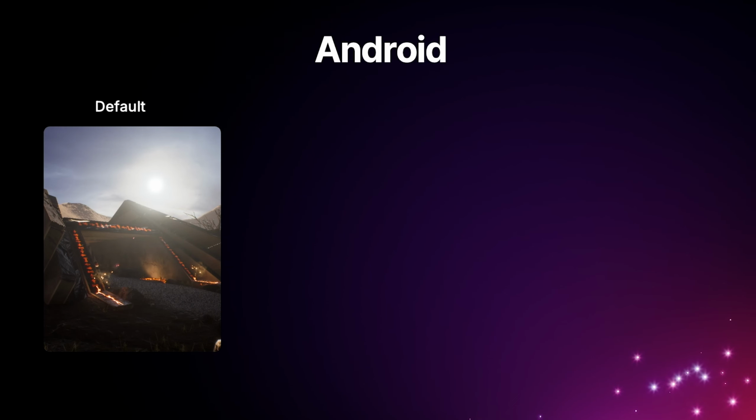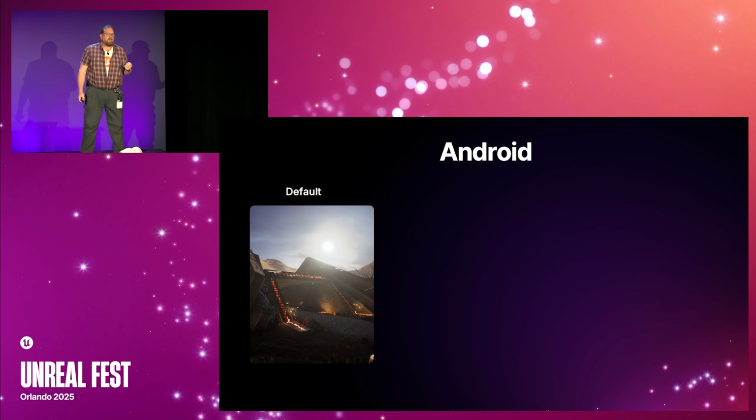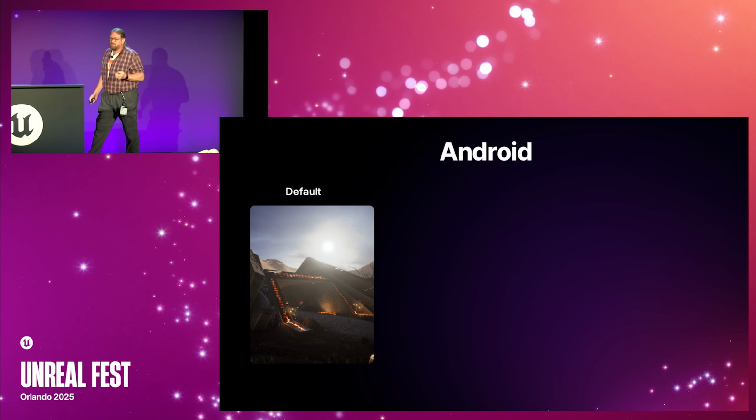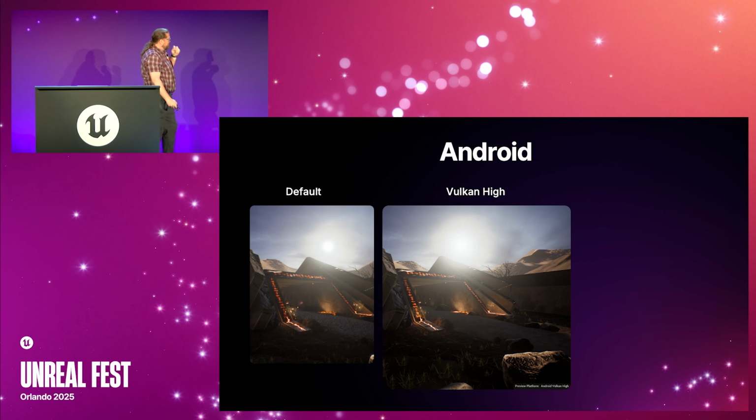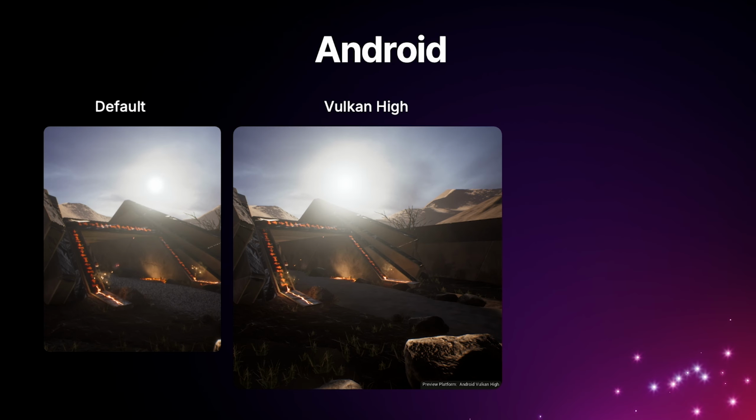Just as an example, this is the default, running on a Windows machine. This is your default SM6 level. It's one of our test levels we have for mobile validation for rendering artifacts. So this is plain PC view. Vulkan High looks pretty much the same.